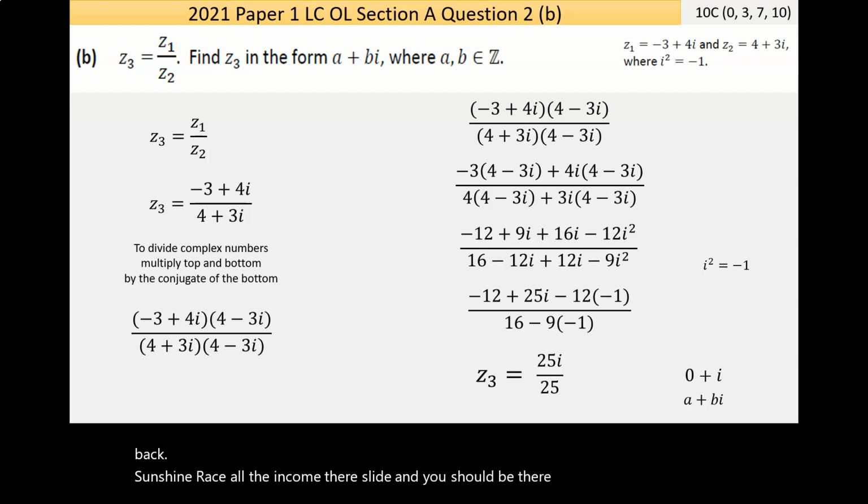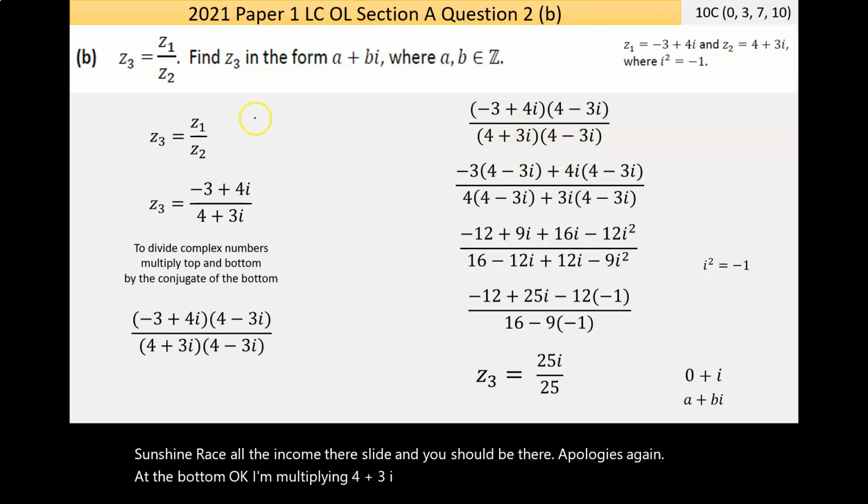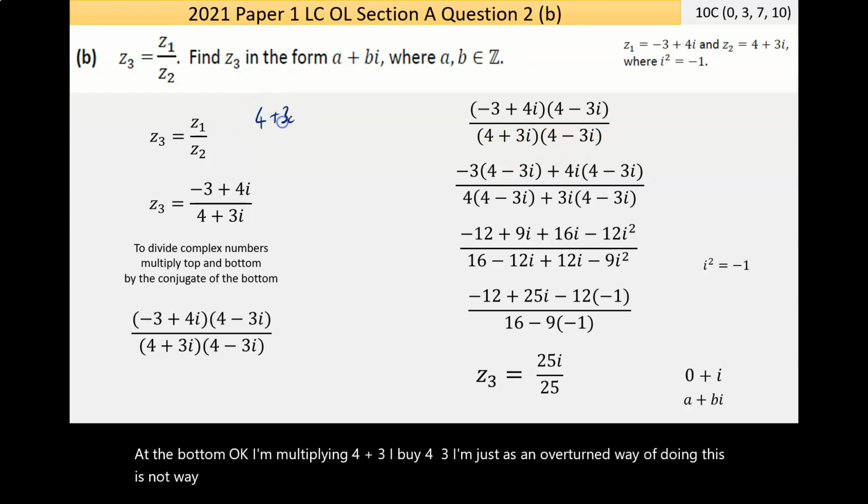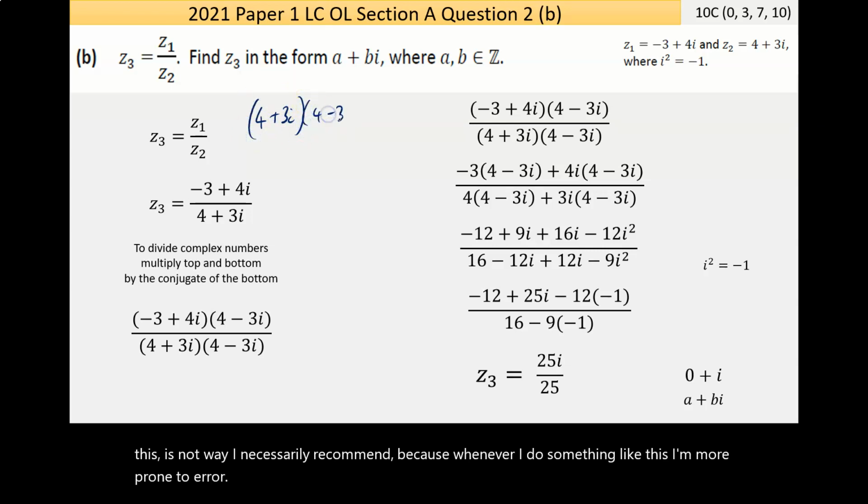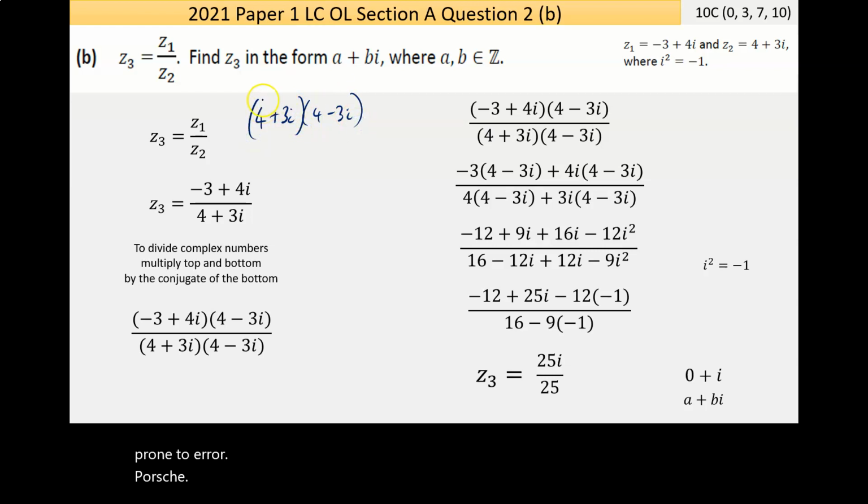Apologies. Okay, now on the bottom, I'm multiplying 4 plus 3i by 4 minus 3i. This is an alternative way of doing it, not one I necessarily recommend, because whenever I do something like this, I'm more prone to error. But it's faster. I want to make sure that everything in the first bracket multiplies by everything in the second bracket. So you can just track it along.